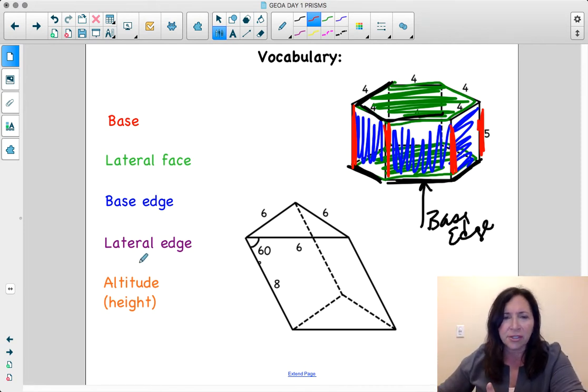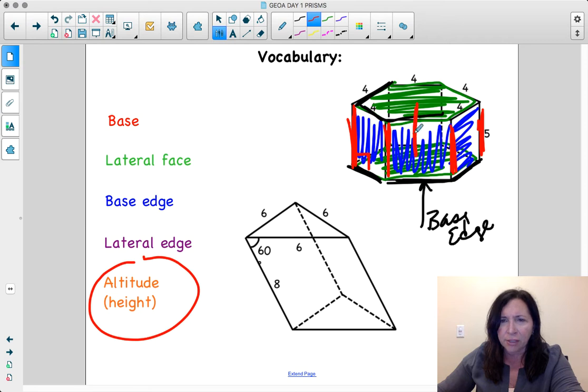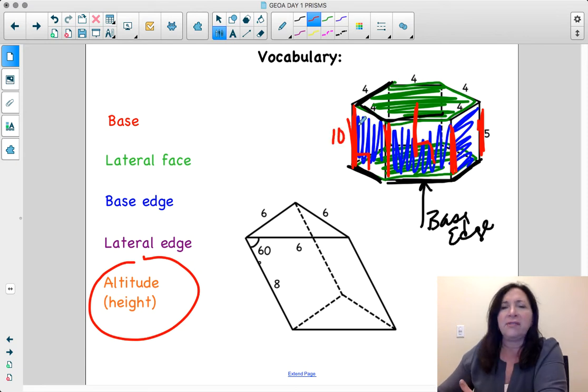And then you have the altitude. Now the altitude is very important. The altitude is always perpendicular, okay? Now I could put my altitude right in the middle like that. It still needs to be perpendicular. Basically the altitude is my height. Let's say my height is 10 centimeters. So that's the length that separates the two bases.